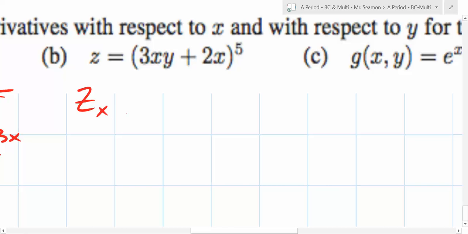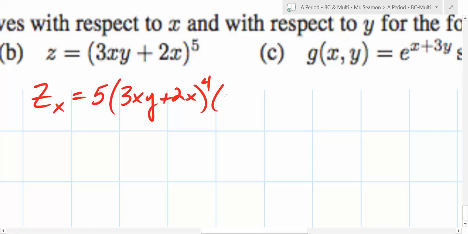So what about this one right here? Can someone tell me what z_x is going to be? Someone raise their hand. Yeah, James. You have to drop the power. 5 times 3xy, yep, 2x. But then the derivative inside, which is going to be what? 3y plus 2. Exactly. Because, again, we are treating x as the only variable. Everything else is a constant, because when you take the partial derivative with respect to x, x is the only thing moving.